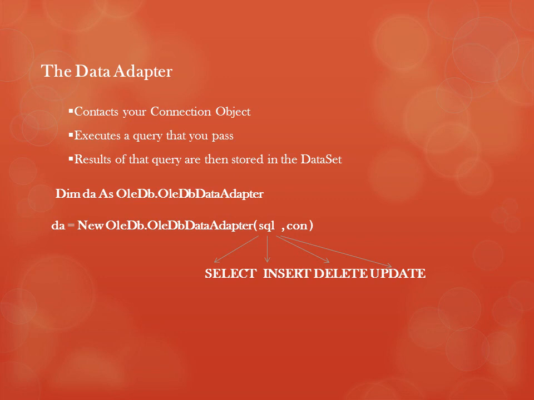Data adapter. This object communicates with the connection object, executes the query which we have passed and stores the result in the data set. The object for the data adapter can be created as Dim da As New OleDbDataAdapter. For the data adapter variable, two parameters are passed. The first one is the SQL query and the next one is the connection object. The SQL query can be insert, select, delete or update.